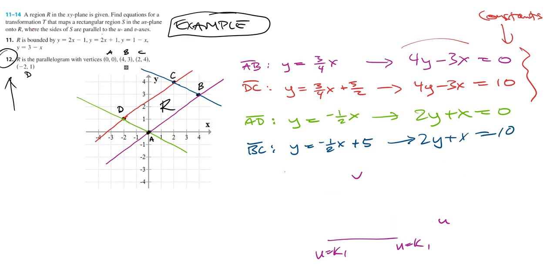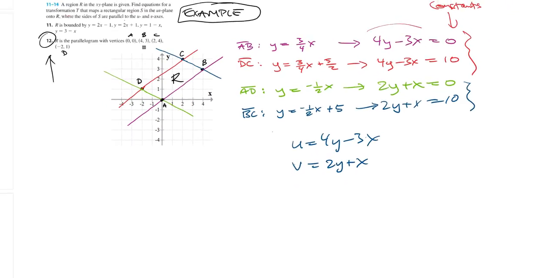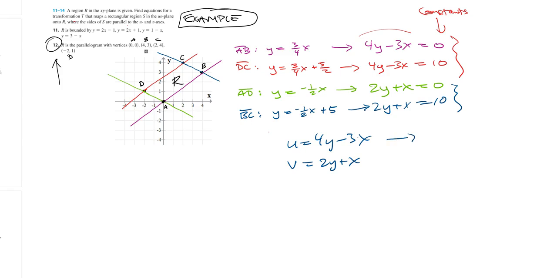So what I can do here is let u equal 4y minus 3x, and let v equal 2y plus x. In this way, if you look above, u is between 0 and 10, and v is between 0 and 10. Now, that doesn't always happen. It just depends on how you work this stuff.